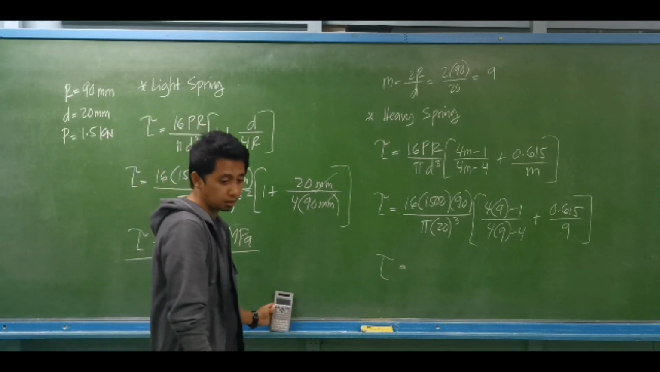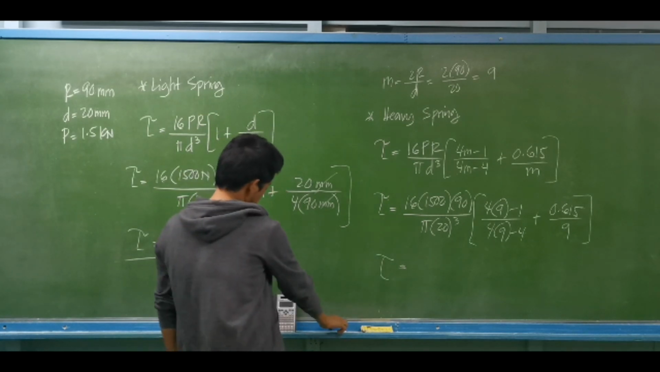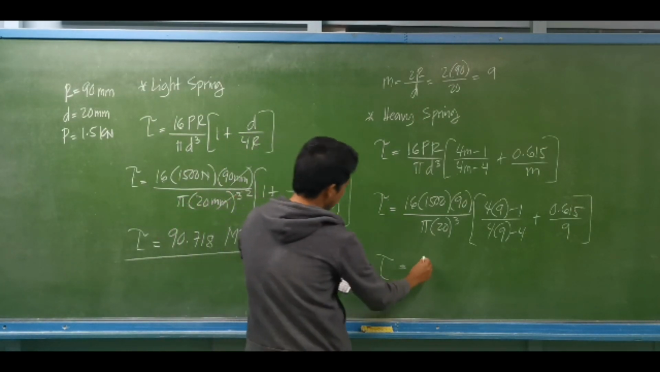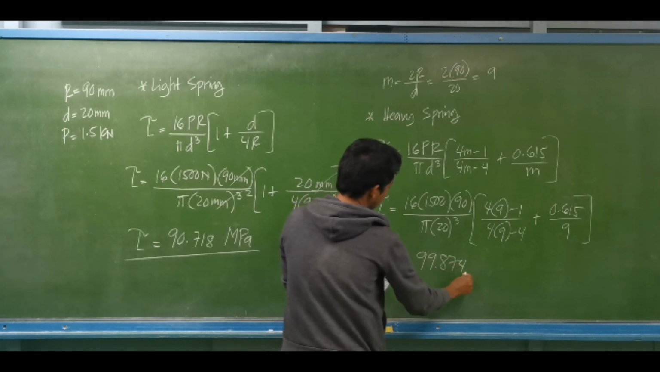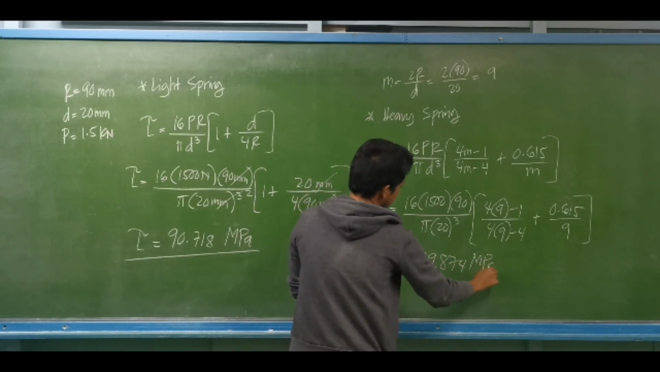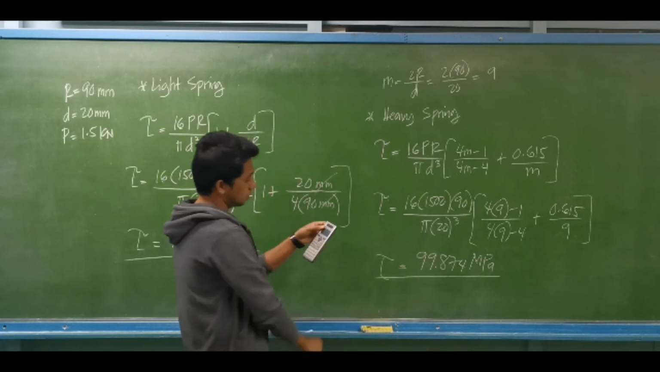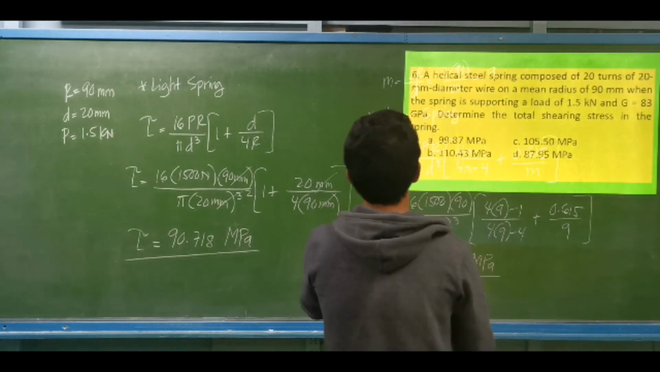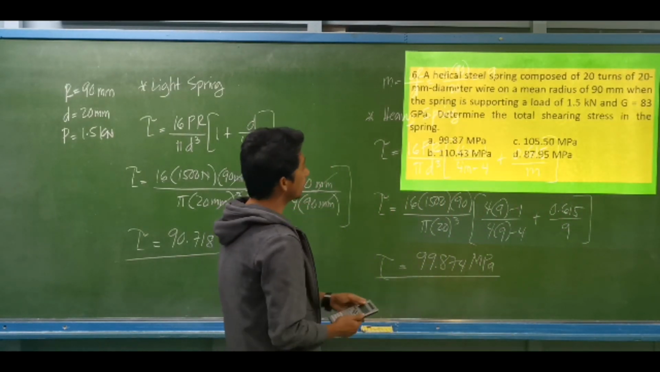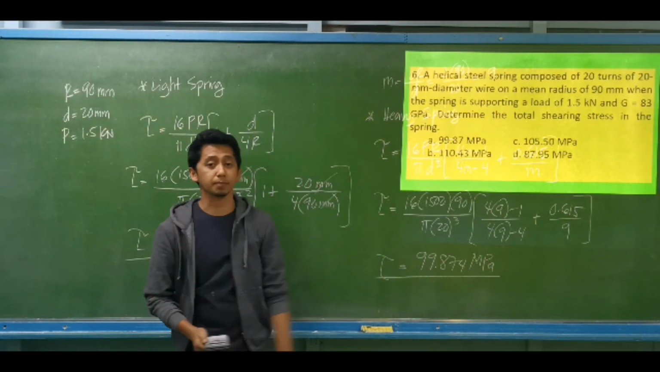We have that as 99.874 megapascals. So let us check on our choices. We have letter A, that is 99.87.